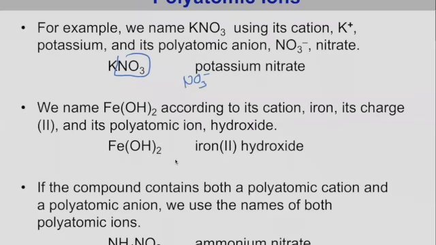In here, because iron is a transition metal, you need to remember that we're going to use a parenthesis. So the answer for this is going to be iron(II) hydroxide, because OH minus is hydroxide. When you have two polyatomics together, for example, NH4 plus is ammonium, NO3 minus is nitrate. So you want to mention both names, ammonium nitrate.